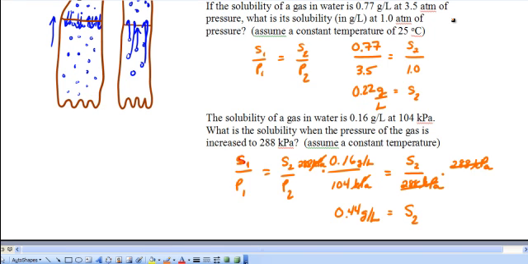So in the first sample, as you decreased the pressure from 3.5 to 1 atmosphere, the solubility decreased from 0.77 down to 0.22. In this case, we increased the pressure, so therefore the solubility increased from 0.16 up to 0.44 grams per liter. That concludes 16.1.